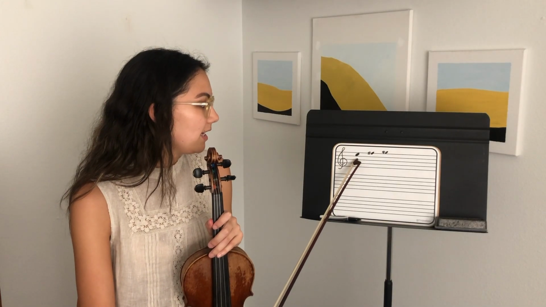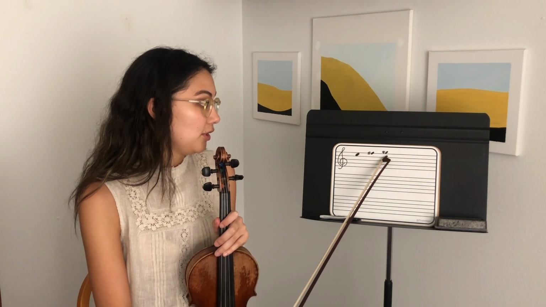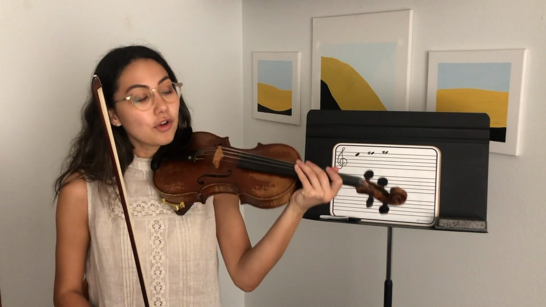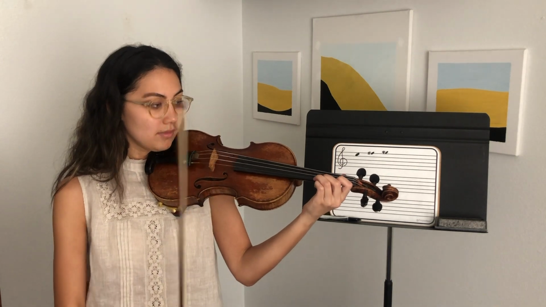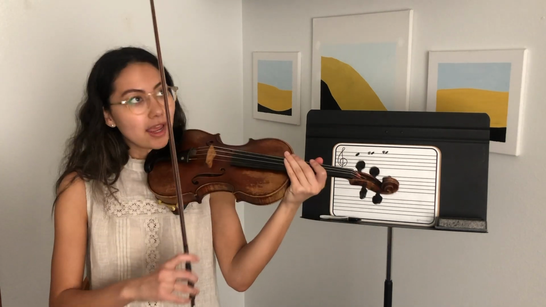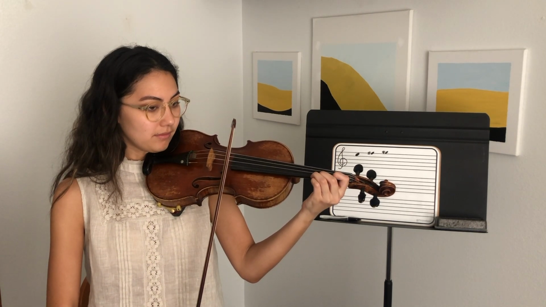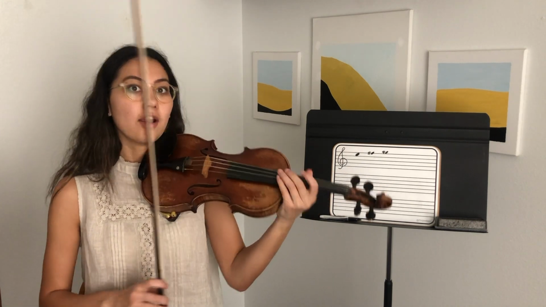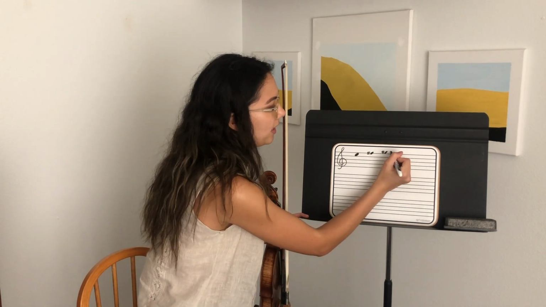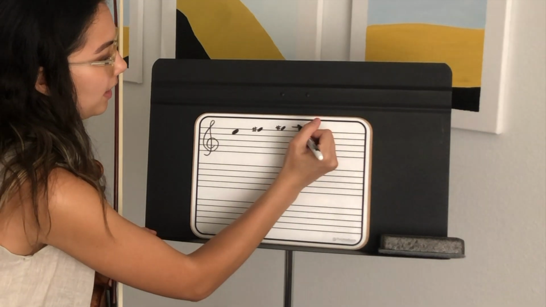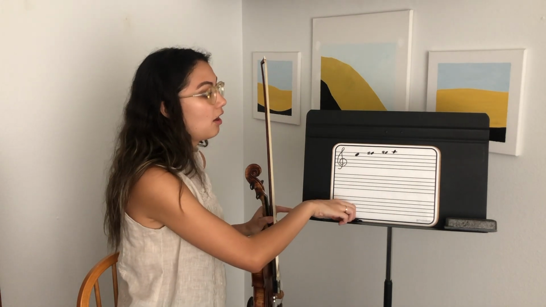So we have open E, first finger F sharp, second finger G sharp, and then your third finger will be a half step away from G sharp, and that note is called A. And you also have an A string, and so your third finger is an octave higher than your A string. And because we don't have any more lines on the staff, we'll add a ledger line and then a note head, and that note is called A, which is our third finger on the E string.